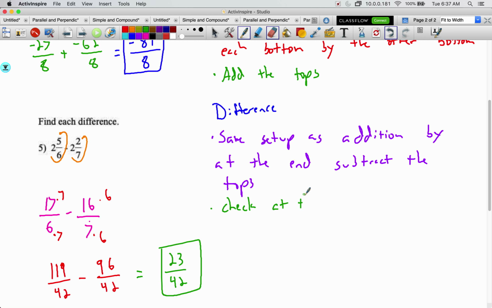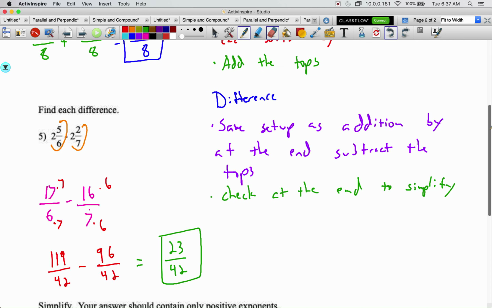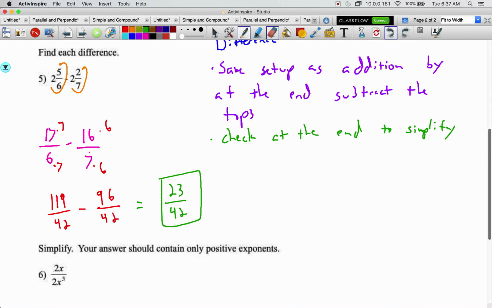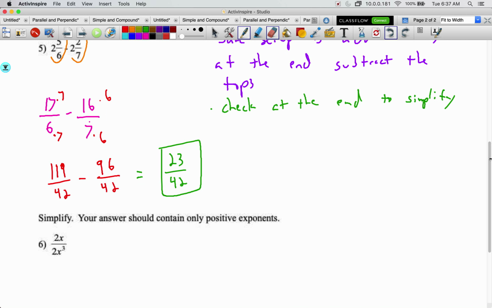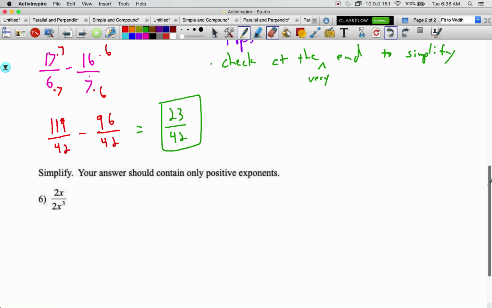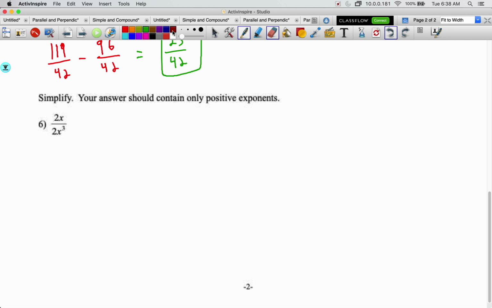Check at the end to simplify. 23 and 42, I do not believe share any common factors though. And we'll say check at the very end to simplify, since we already said at the end you subtract the tops. All right, and then our last type of fraction that we were going to deal with are algebraic fractions.